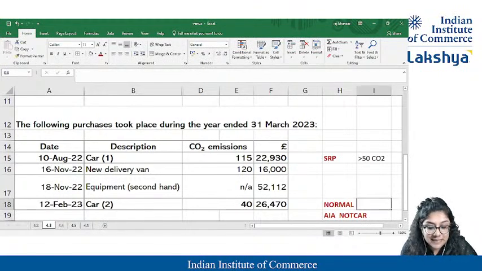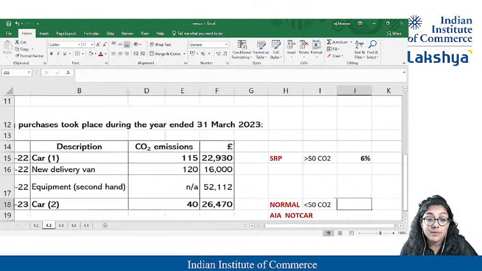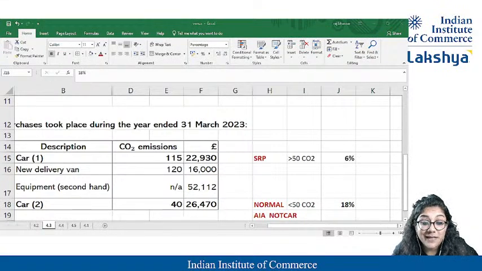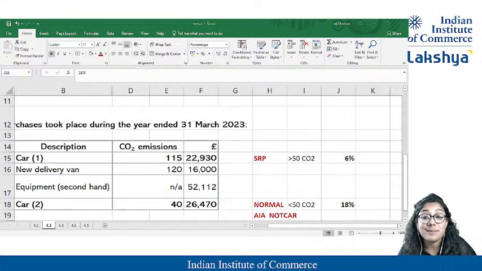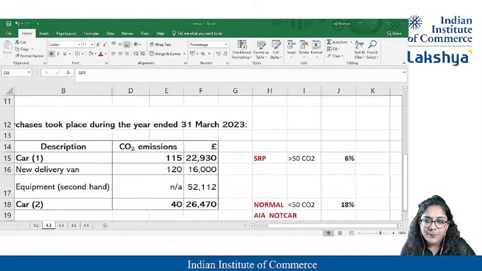Then what should I do? CO2 is less than 50%. Then what could be the rate? Yes, guys, the rate now will be 18%. Now this qualifies for writing down allowances at the rate of 18%. 18% WDA, like at the end I have to show 18%. That is something which I know. Everybody knows that too.